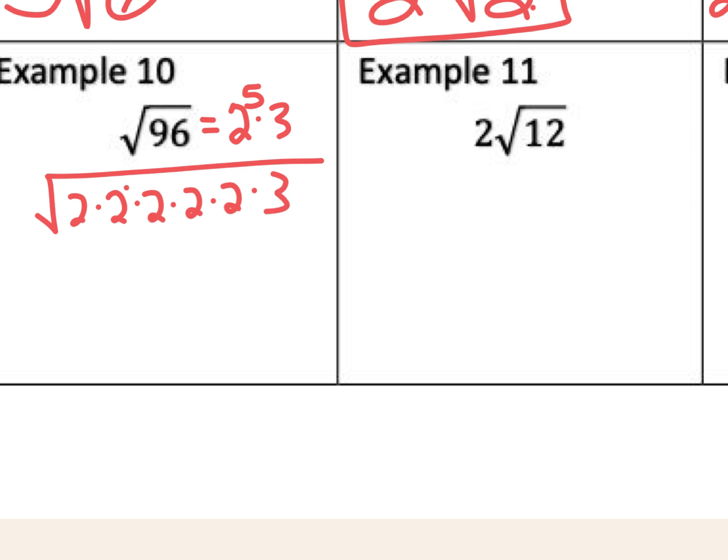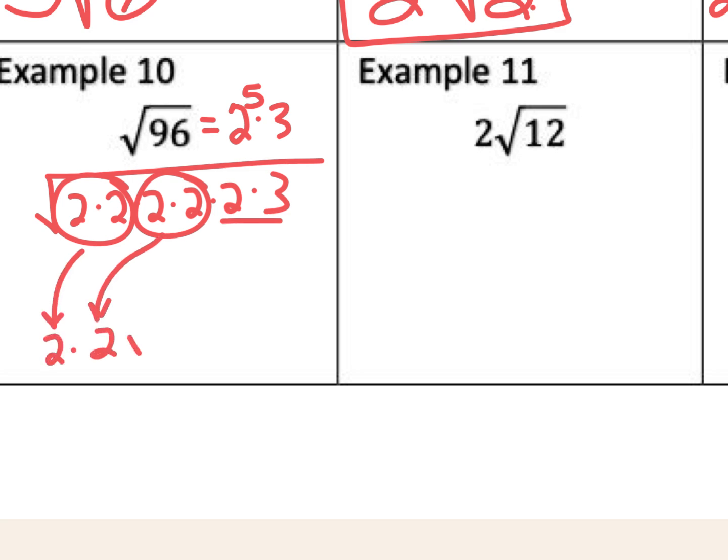And then here's our 3. So we've got a pair and a pair. Those are going to stay inside. So 2 times 2 goes outside. Inside I have that 2 times 3. Remember, we are only multiplying when we do this.